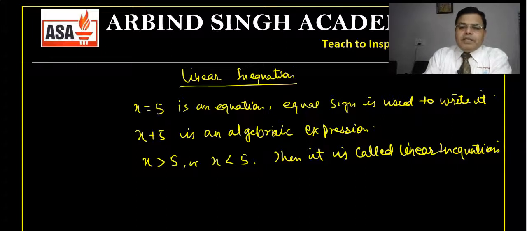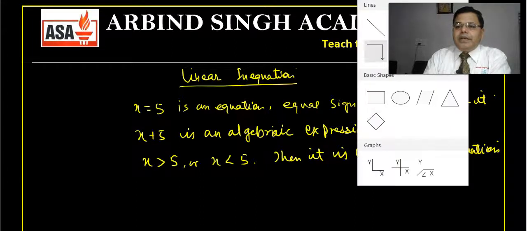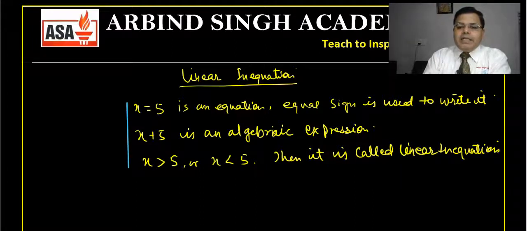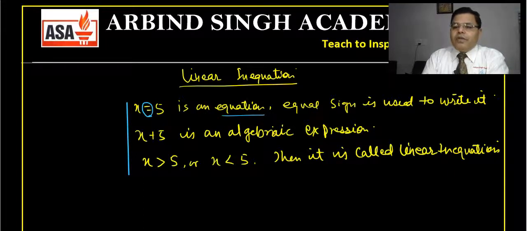So remember three different things: one is equation, one is inequation, and another is an expression. This one is an equation because of the equal to sign. This is an expression because here is neither equal to nor inequality used. And x is greater than 5 or x is less than 5 is called an algebraic linear inequation. Why is this linear? Because the power of x is 1.